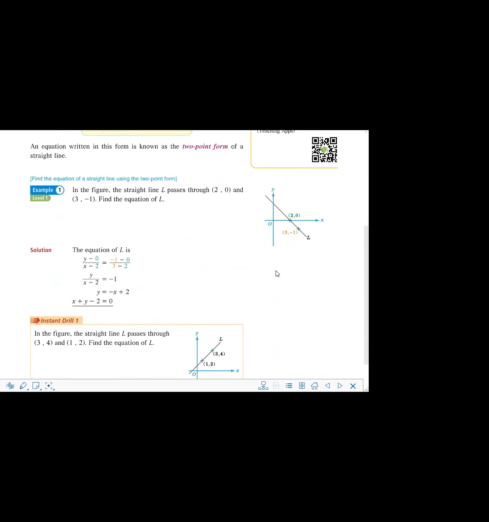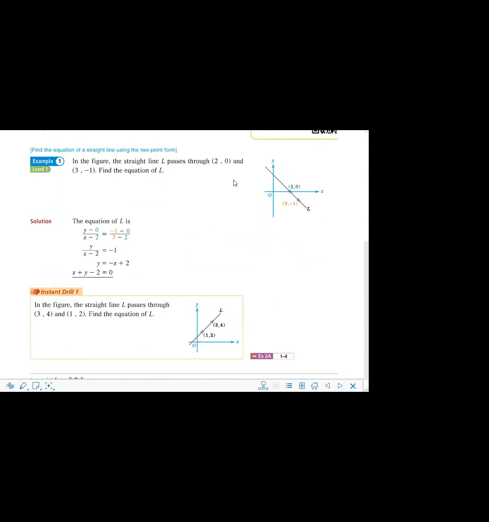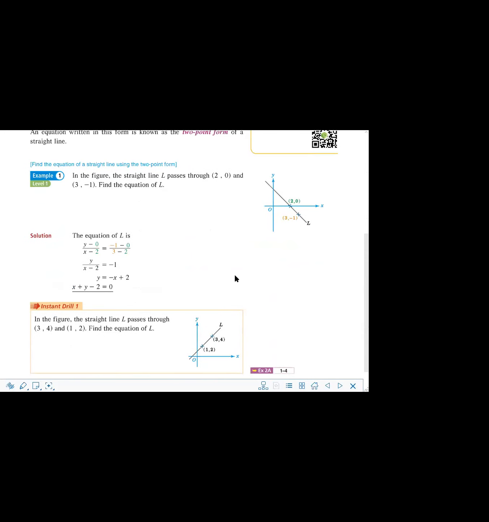Example 1. In the figure, the straight line L passes through (2, 0) and (3, -1). Find the equation of L. So can you see that? The question asks us to find the equation of the straight line L. So we need a point. But we have 2 points here, 2 points lying on the straight line L. So we can just choose any one coordinate to be the point and it will be okay.